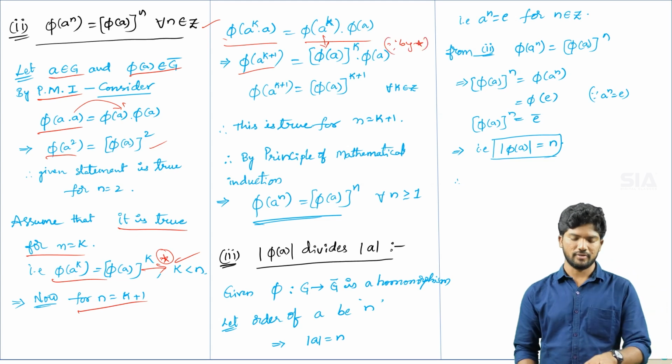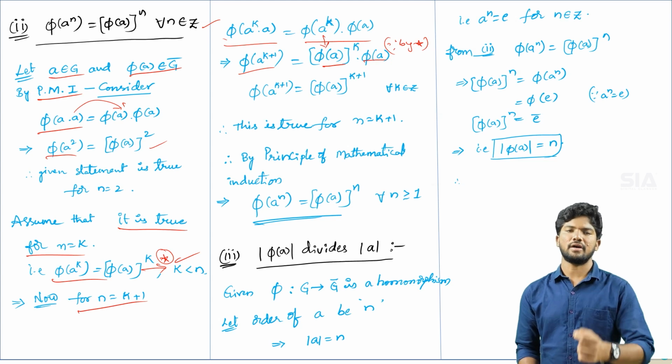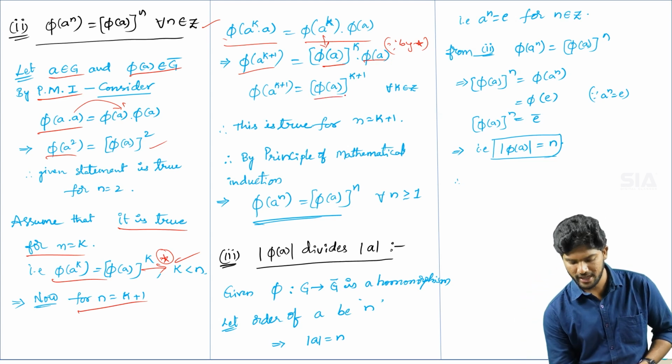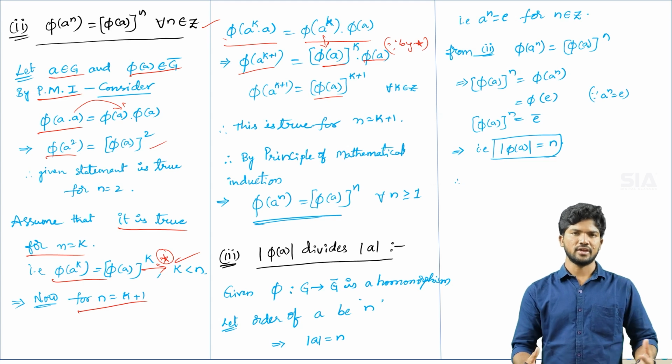So pi of a power k is equal to pi of a whole power k, into pi of a, which will be as it is. The bases are the same, so the powers should be added. So therefore pi of a whole power k plus 1. So for n is equal to k plus 1 also we proved that LHS is equal to RHS.